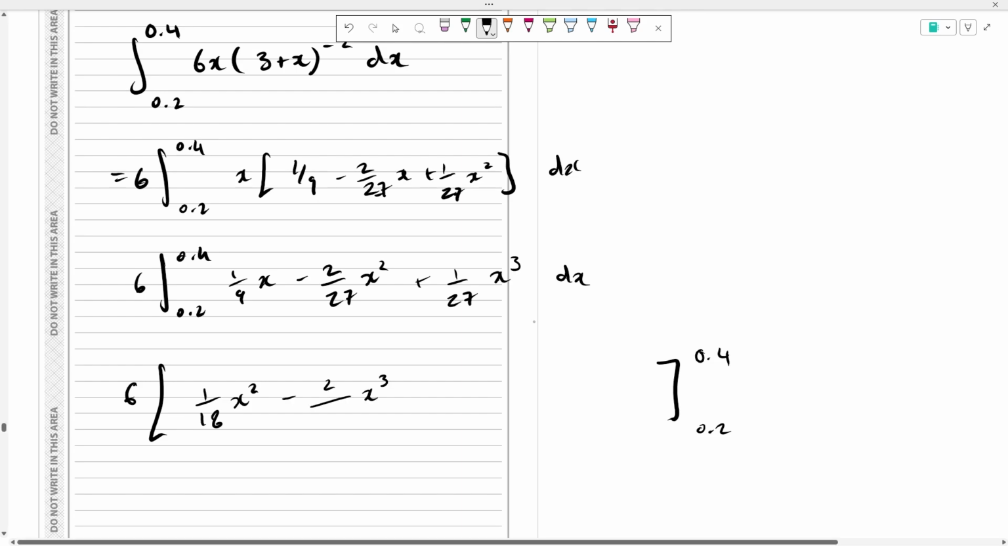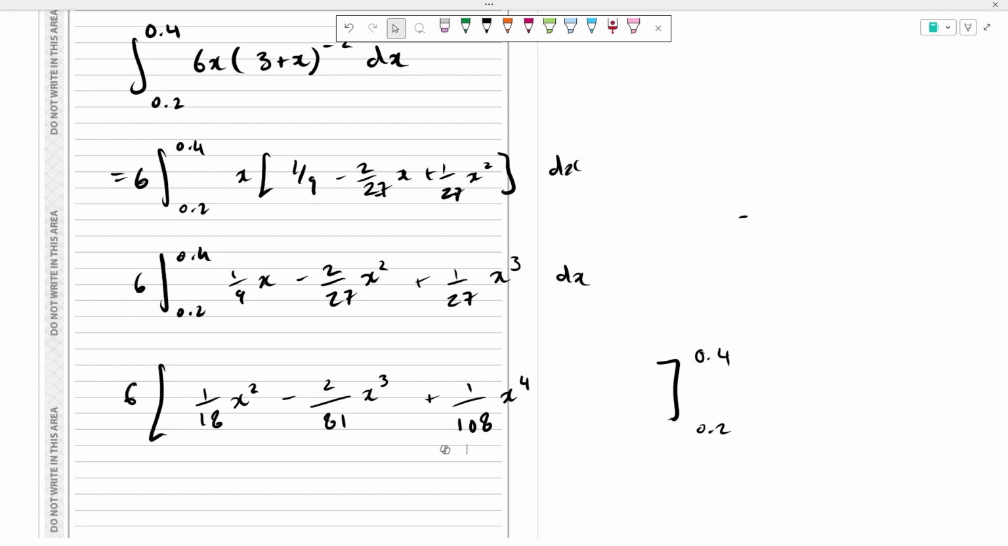This will be 2 over, what's 27 over 3? Oh, sorry, 27 times by 3. 81. That gives you 2 over 81. Okay, and then this is going to be x to the power of 4. Plus 1 over 54, 108, I believe. And that's your binomial expansion. Sorry. And that is your integration.